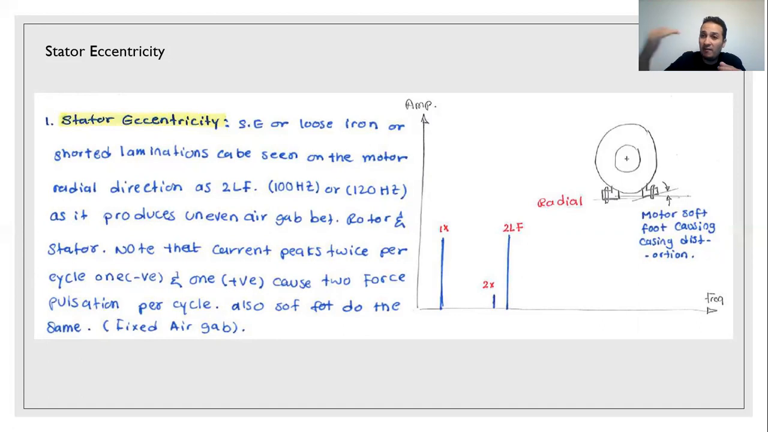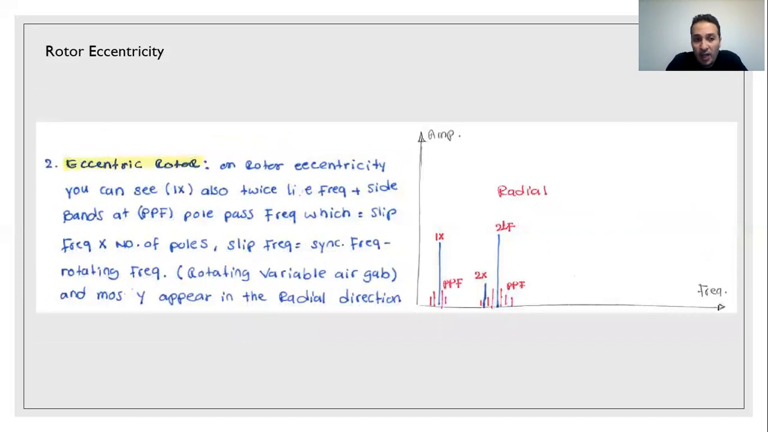If you find that twice line frequency, 100 hertz, drops suddenly, it's definitely an electrical problem. If it drops gradually, this is more of a mechanical problem. The second fault we have is the eccentric rotor. In rotor eccentricity, you can see 1x, also twice line frequency, with sidebands at the pole pass frequency, which is the slip frequency multiplied by the number of poles, and you will see it in the radial direction.